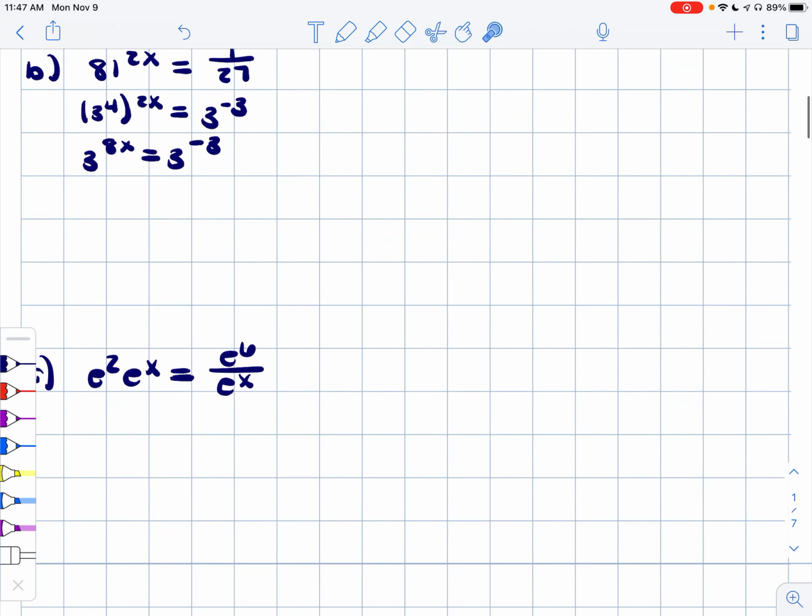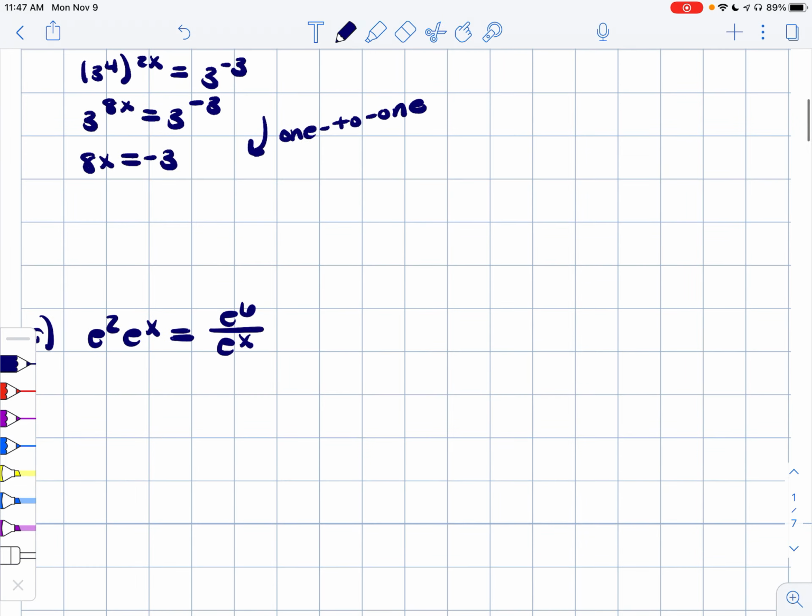So now we have the same base on both sides, which means according to our one-to-one property, we can set our exponents equal. So 8x is equal to negative 3. And then just divide by 8 on both sides, and we get x is equal to negative 3 over 8.